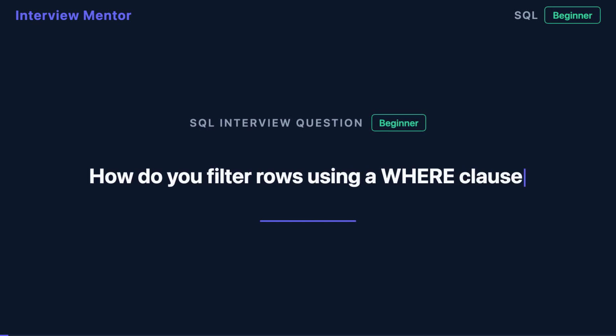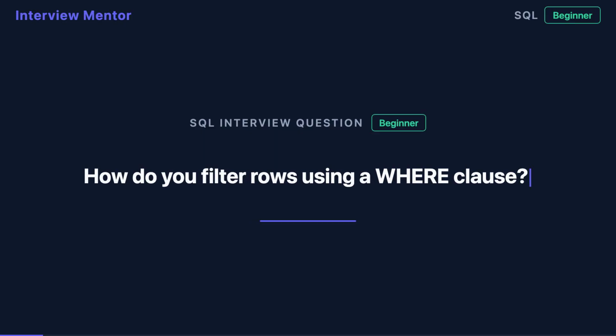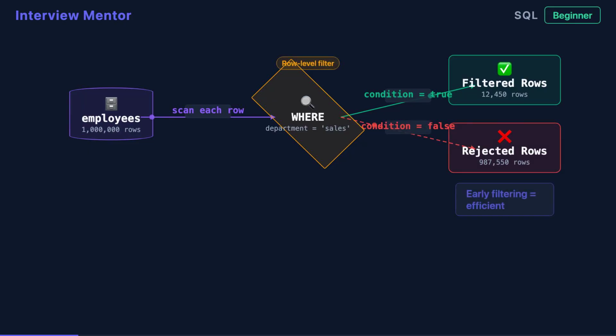When you query a database table with 1,000,000 rows, you rarely want all of them. The WHERE clause is SQL's most fundamental filter. It decides which rows make it into your results and which get left behind. WHERE works at the row level, before any grouping or aggregation happens.